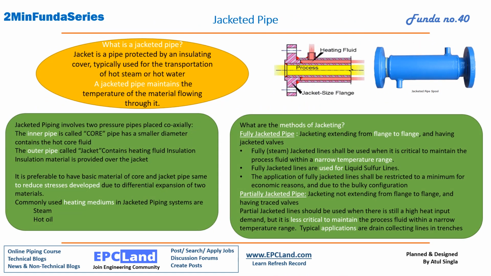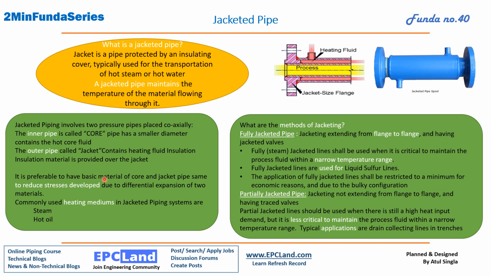What is a jacketed pipe? If you see the word, a jacket is around the pipe which is further protected by an insulating cover, typically used for transportation of hot steam or water. The main purpose is to maintain the temperature of the material flowing inside the core pipe. There is the inner pipe which we call the core, then the outer pipe which we call the jacket, which is further protected by insulation. So three layers will be there: inner, outer and insulation cover.